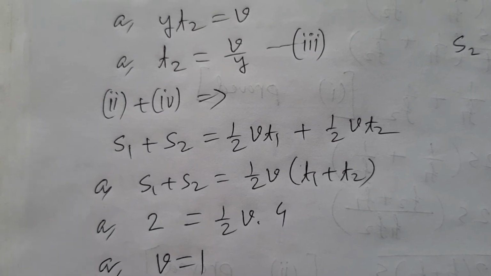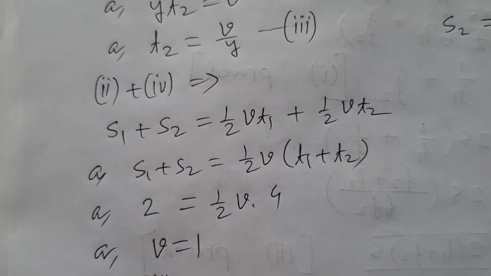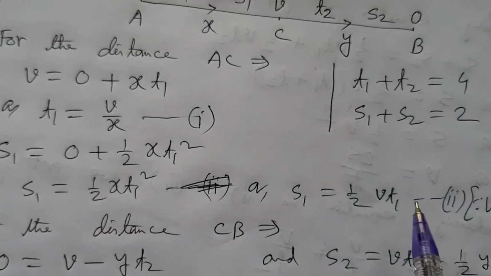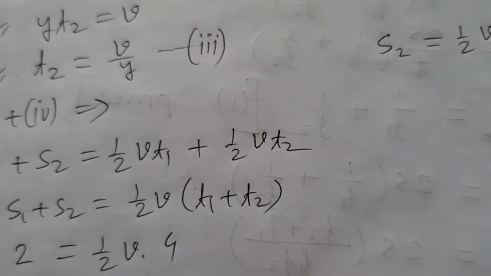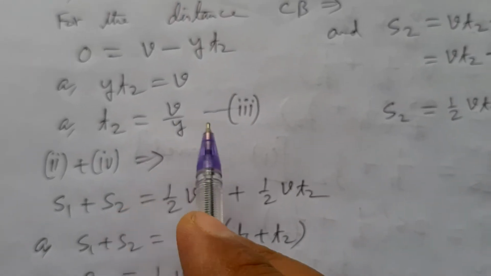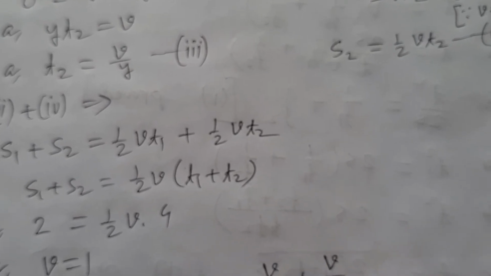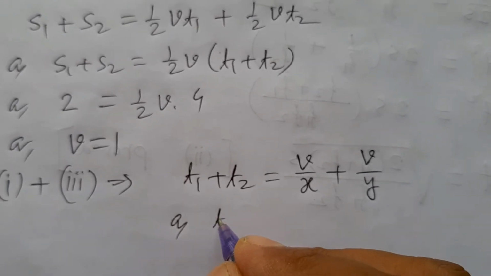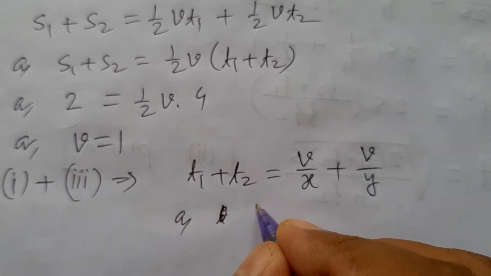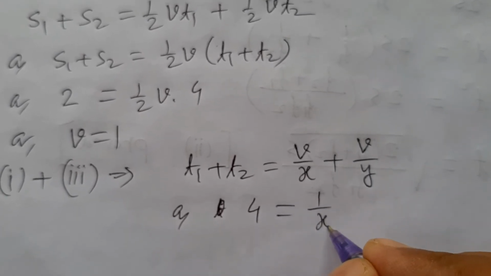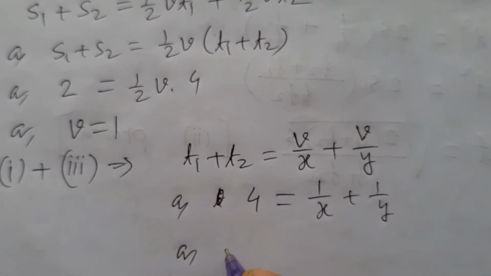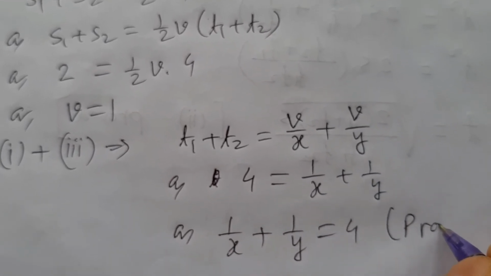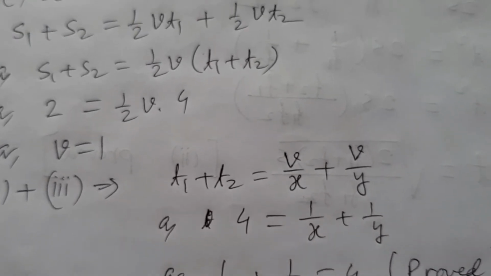Again adding equation number 1 and 3, then we get t1 plus t2 is equal to v by x plus v by y. Just t1 plus t2 is equal to 4, and v is equal to 1, so this is proved. 1 by x plus 1 by y is equal to 4. This is the end of example number 3.